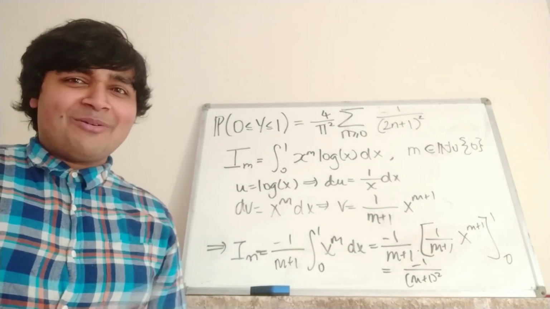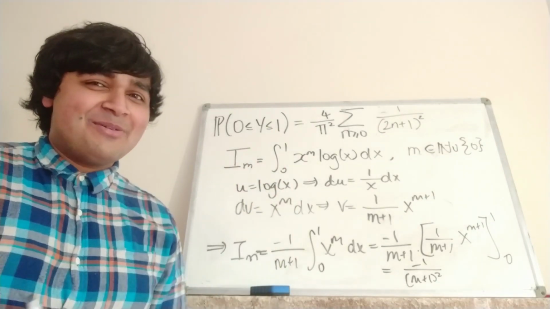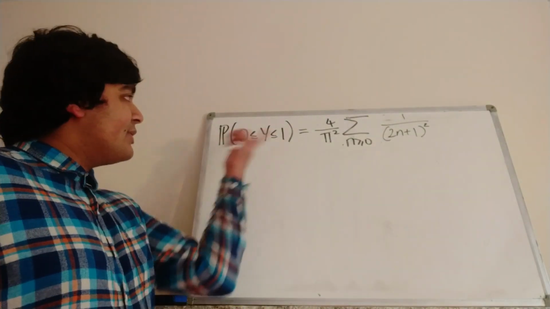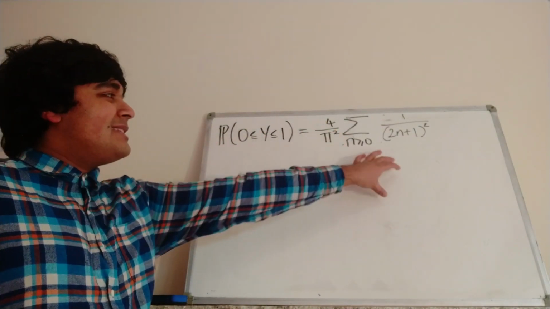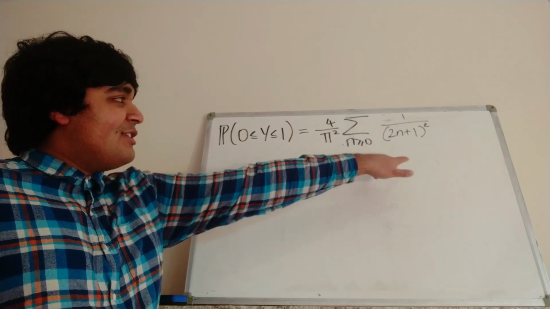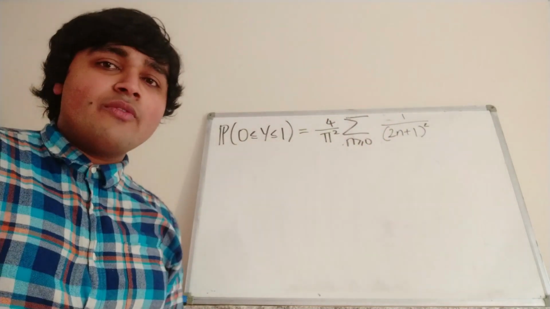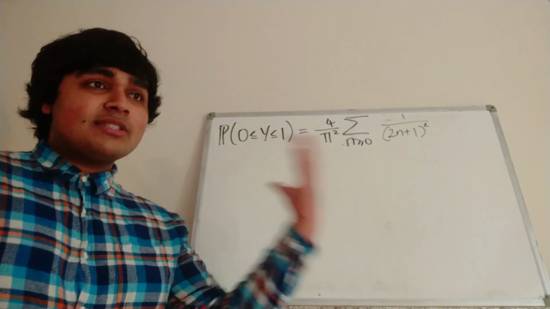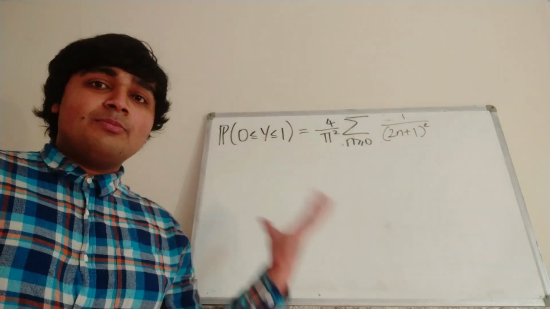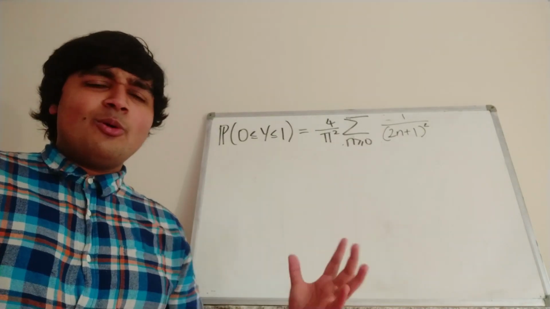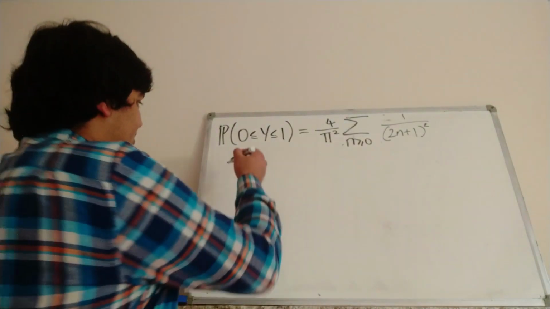I know this is getting quite a long video, but I promise you it's going to be worth it. We're almost there. Okay, so we've just shown that the probability y lies between 0 and 1 is 4 over pi squared times this infinite sum here. But if we just look at this, this is 1 over 1 squared plus 1 over 3 squared plus 1 over 5 squared plus 1 over 7 squared. So the sum of the reciprocals of the positive odd integers squared. But we want to know the sum of the reciprocals of all of the integers squared. So we want to know this thing here.